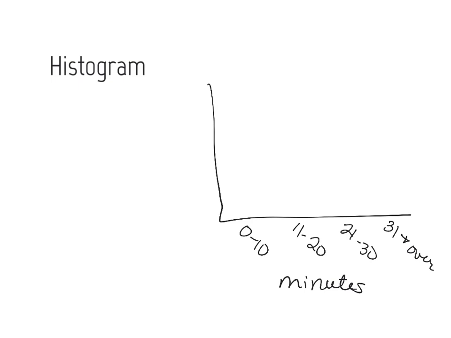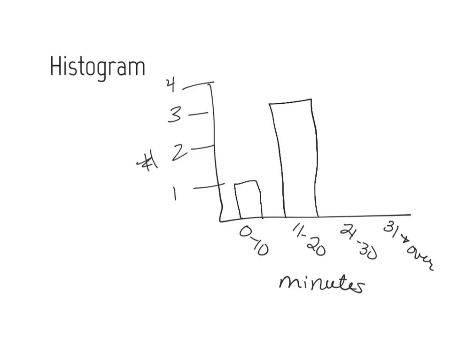Generally, they're the same amount. And again, the number goes over here. We got 1, 2, 3. We'll put 4 up here. So let's see. The big difference between histograms is that the bars do not touch. So 0 to 10, we had 1. 11 to 20, we had 3. So that goes up. 21 to 30, we had 3. And 31 to over, we had 2.